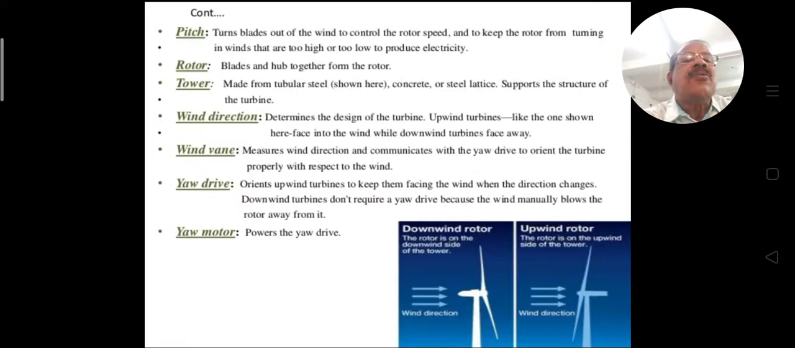And the yaw drive orients the upwind turbines to keep them facing the wind when the wind direction changes. Downwind turbines don't require a yaw drive because the wind blows the rotor away from it. The yaw motor powers this yaw drive. So yaw drives are used in upwind turbines only. In downwind turbines, there is no need for a yaw drive.